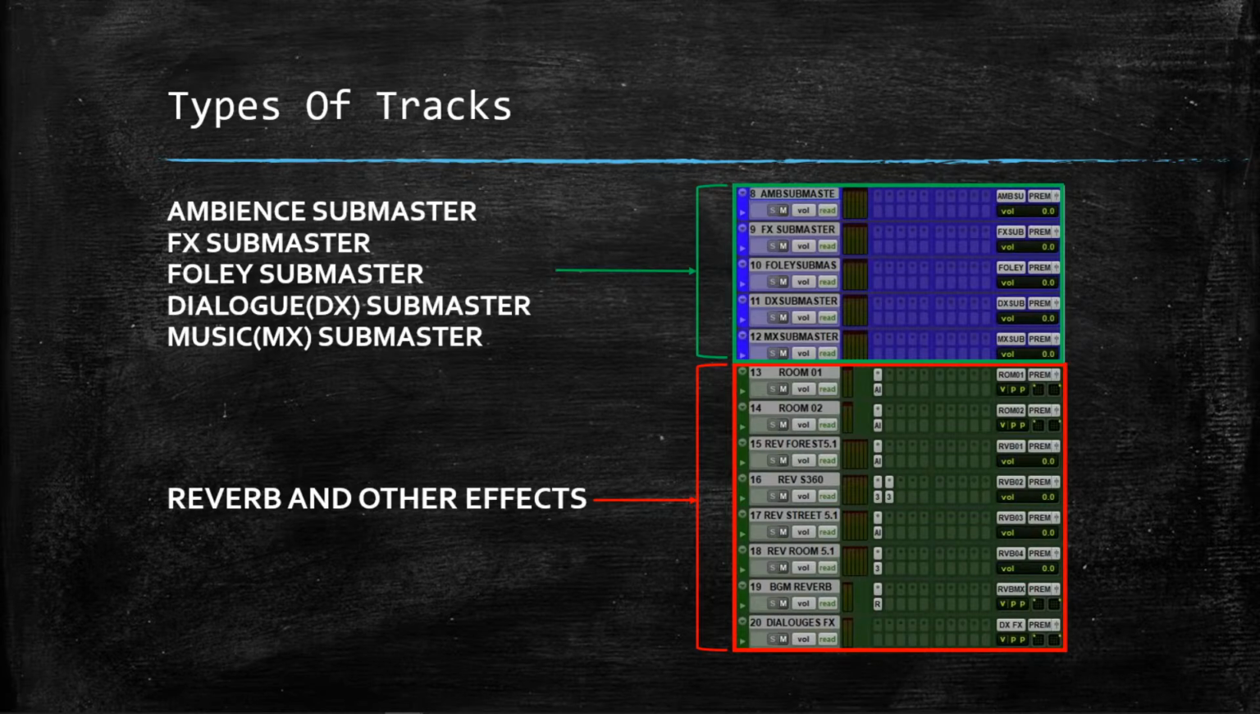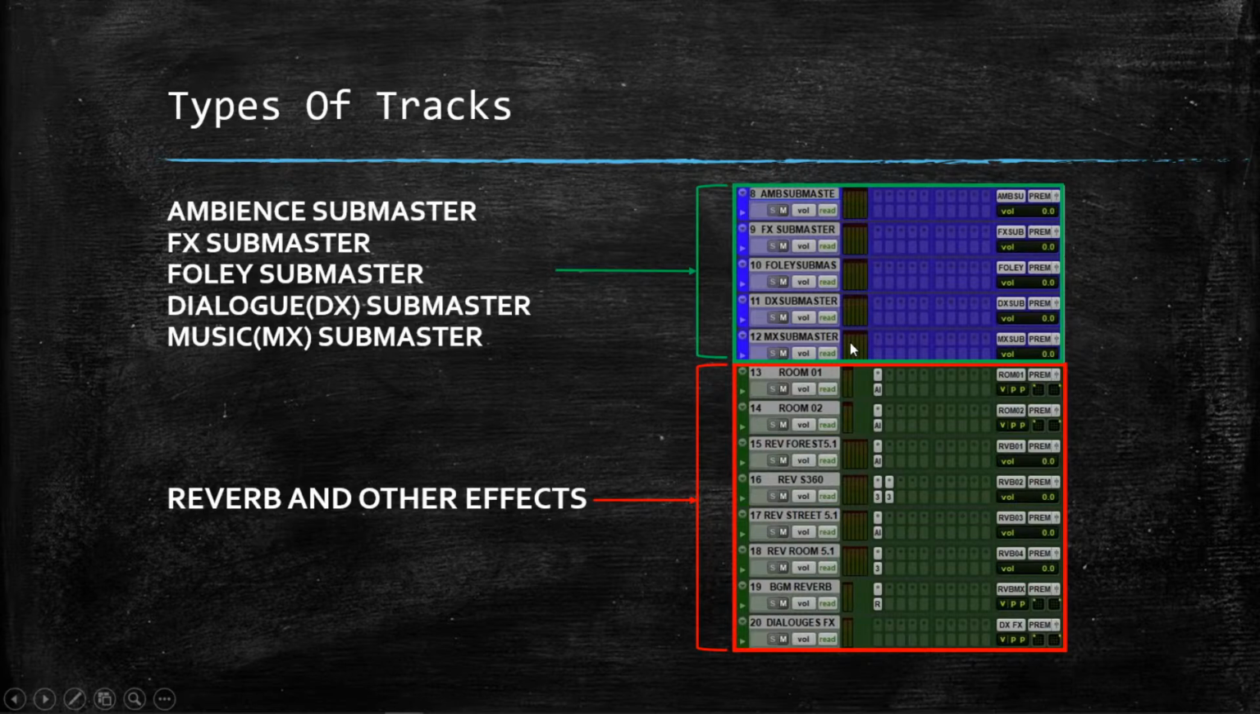So what happens is, if you have 10 audio tracks of ambience, all of these 10 audio tracks are routed into ambience submaster. If you have 10 tracks of FX, all of them are routed into FX submaster. So all the ambience tracks come into this ambience submaster, and from here it goes into the pre-master, and we have all the effects coming into the FX submaster, and we have all foley coming into this, we have the dialogues coming into this, and music into this submaster.